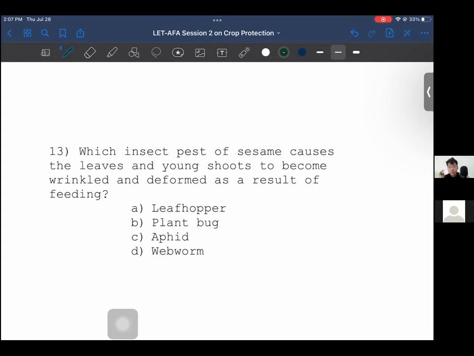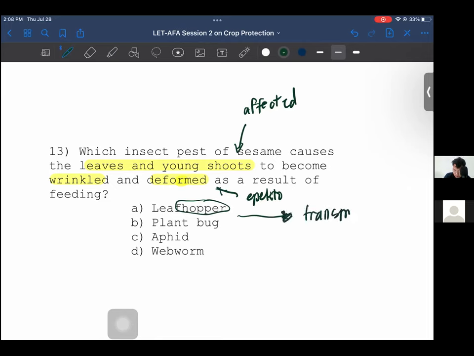Okay. So for this item, we can answer this through elimination. So let's try. First, web worm. Ang tinatanong dito is leaves and young shoots, wrinkled and deformed. So, ito yung epekto. Ito naman yung affected. The effect and the affected na part. So, ang leaf hopper is karaniwang from the term itself, nasa leaf siya, pero they are actually just transmitting viruses. Kaya hopper. They transmit viruses.